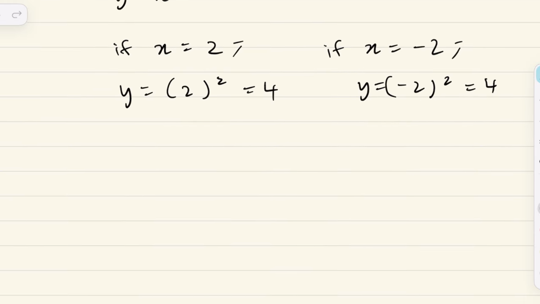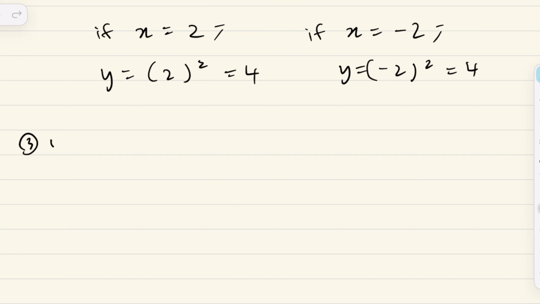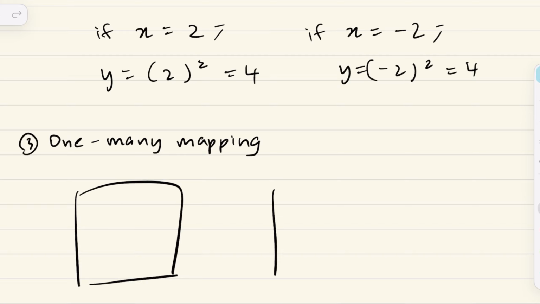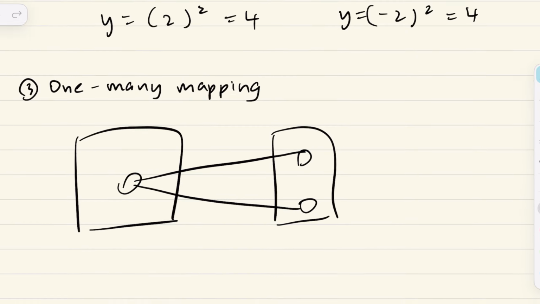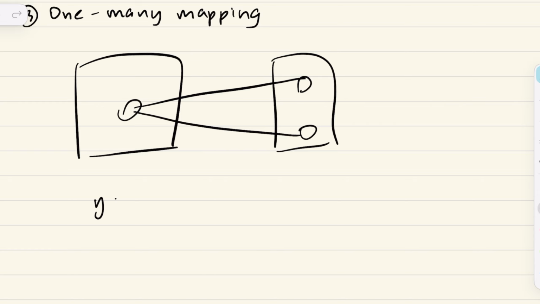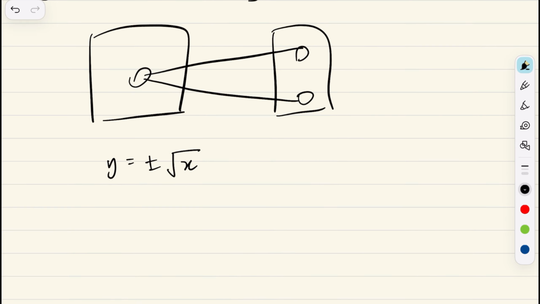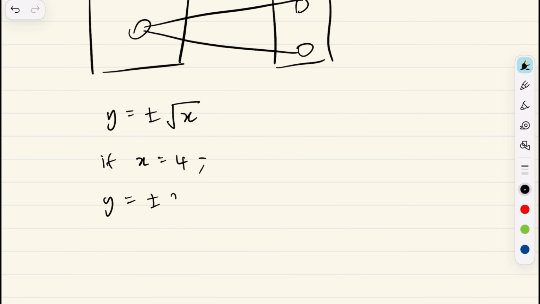Now the third kind of mapping is a one-to-many mapping. Basically in this kind of mapping, again, inputs, outputs, one input gives more than one output. Let me show you an example. Let's take the equation y equals plus minus the square root of x. If x is equal to 4, we have one input. Our y is going to be equal to plus minus 2, positive 2 or negative 2. So we have two outputs. This kind of mapping is not allowed when we talk about functions, but more on that later.